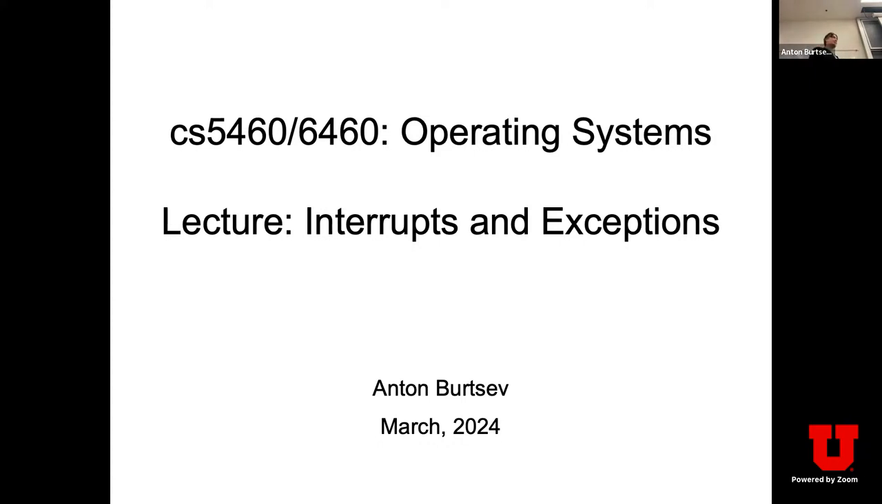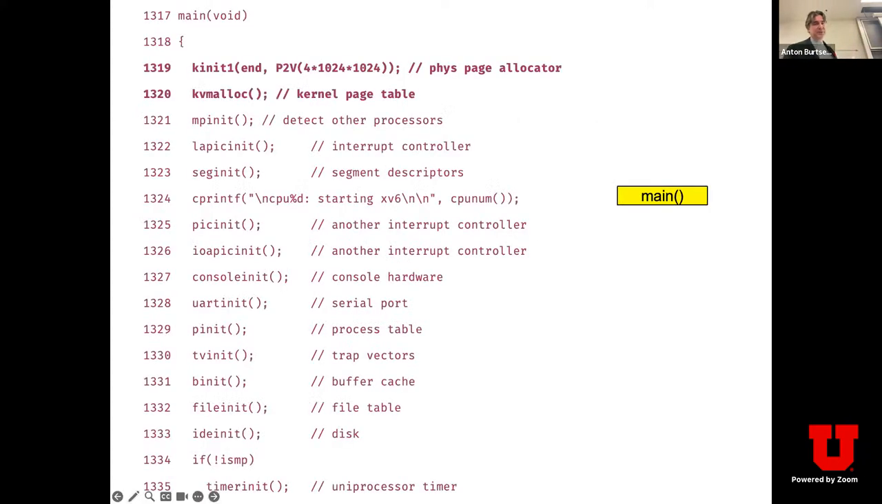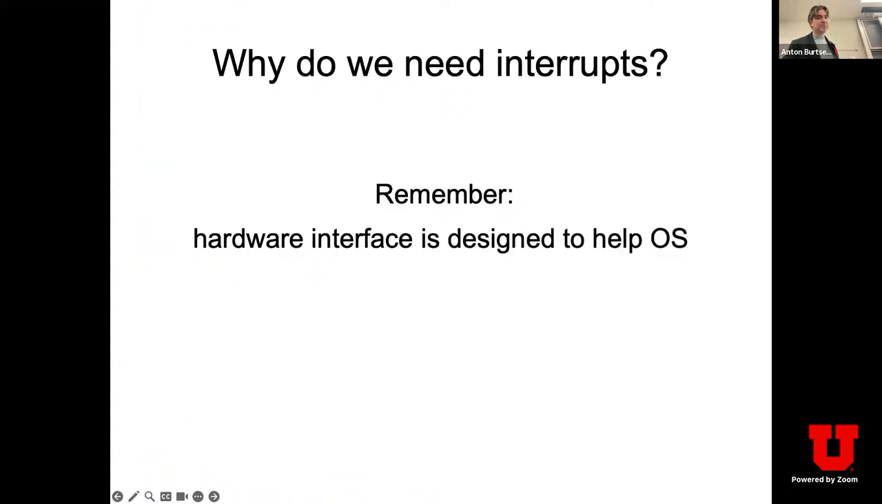Clearly, to run something meaningful, we need support for interrupts and exceptions. Roughly speaking, we executed these two lines of main last time, and now intuitively we need interrupts. So if I ask you a question, why do we really need to support interrupts? Maybe we can boot and live without interrupts altogether. You can tell me.